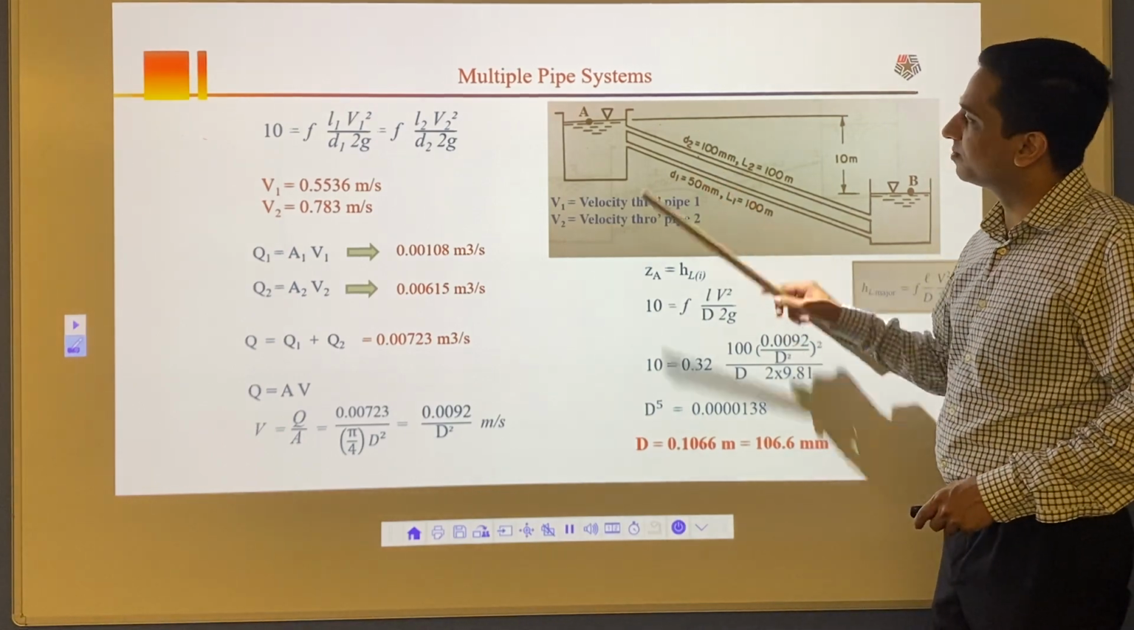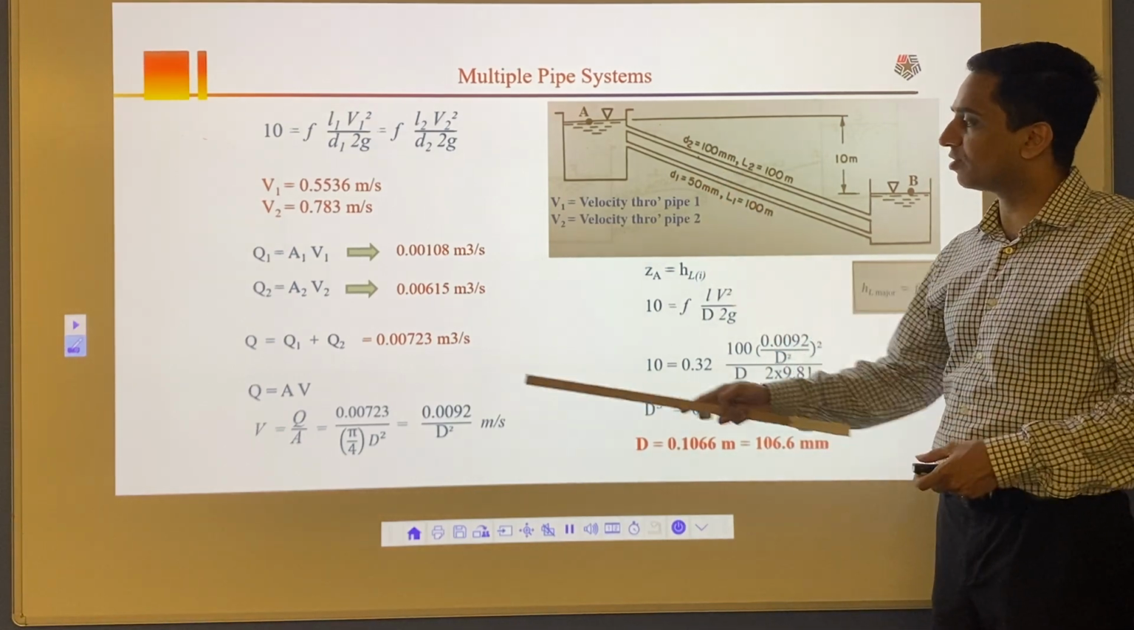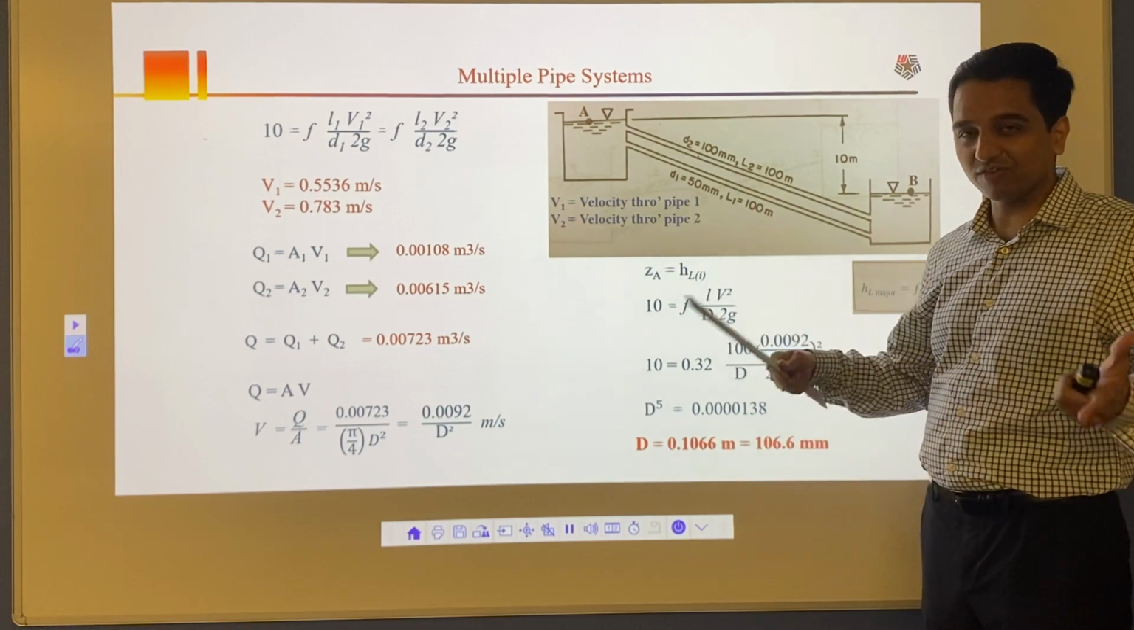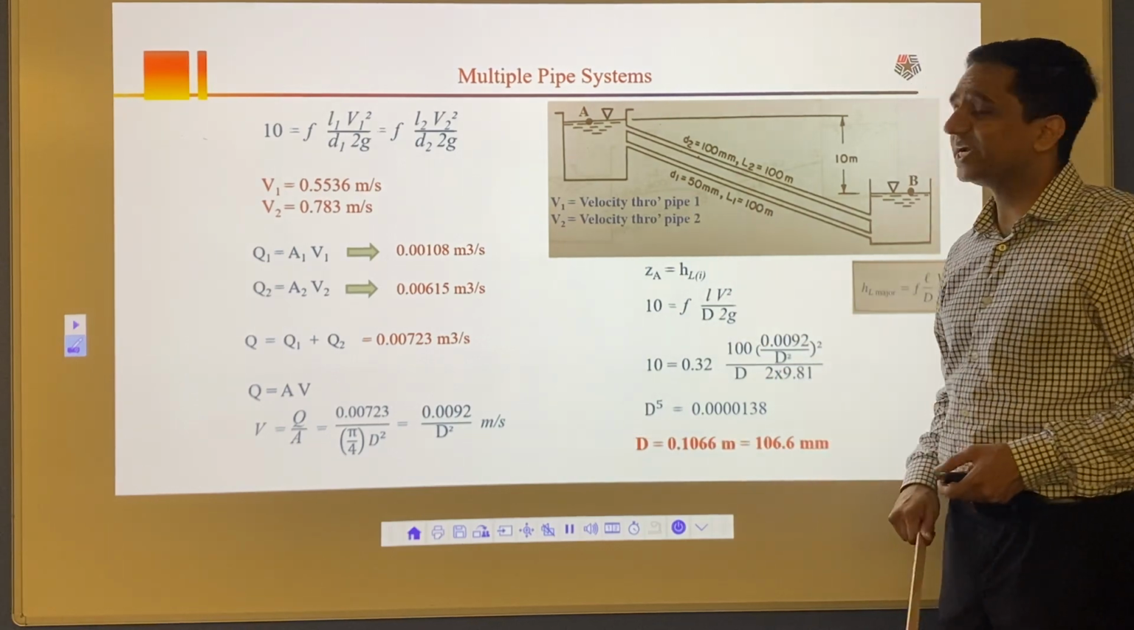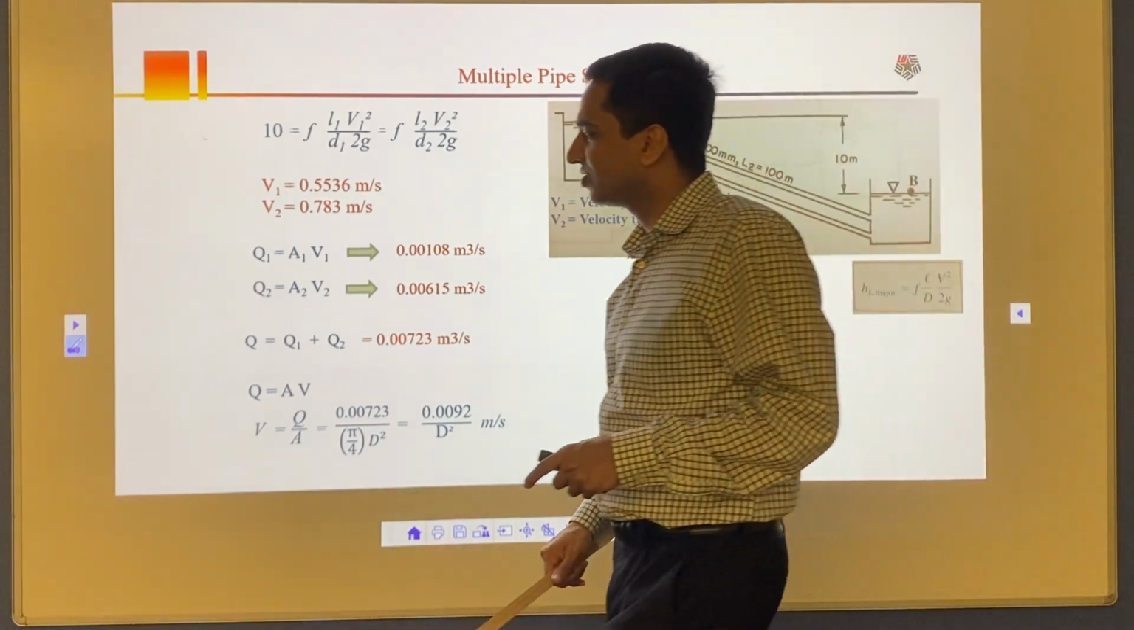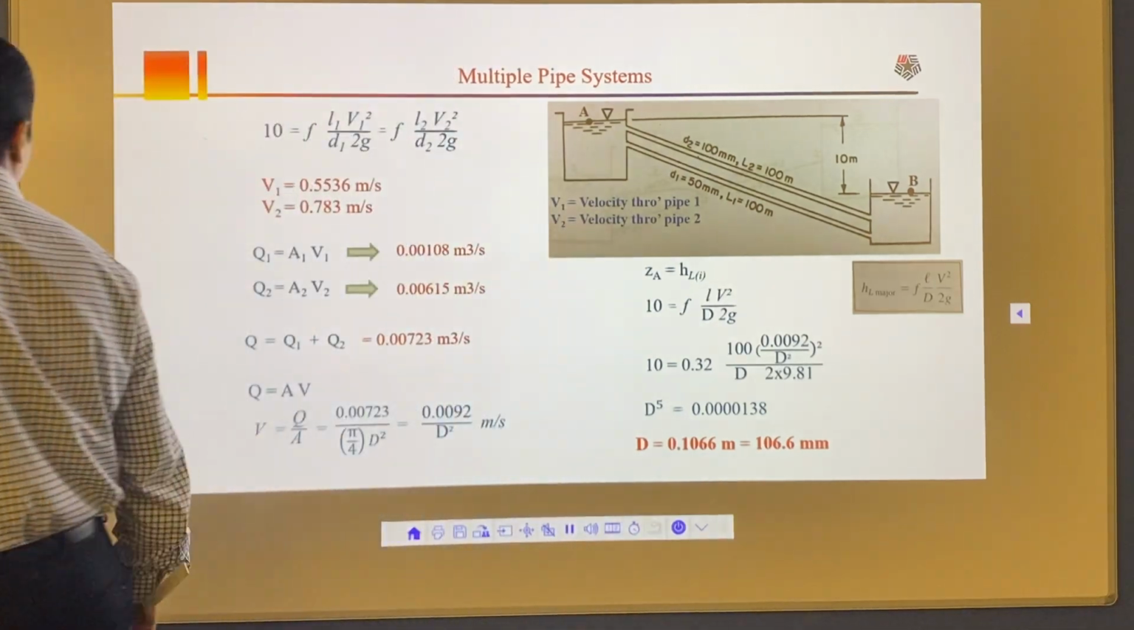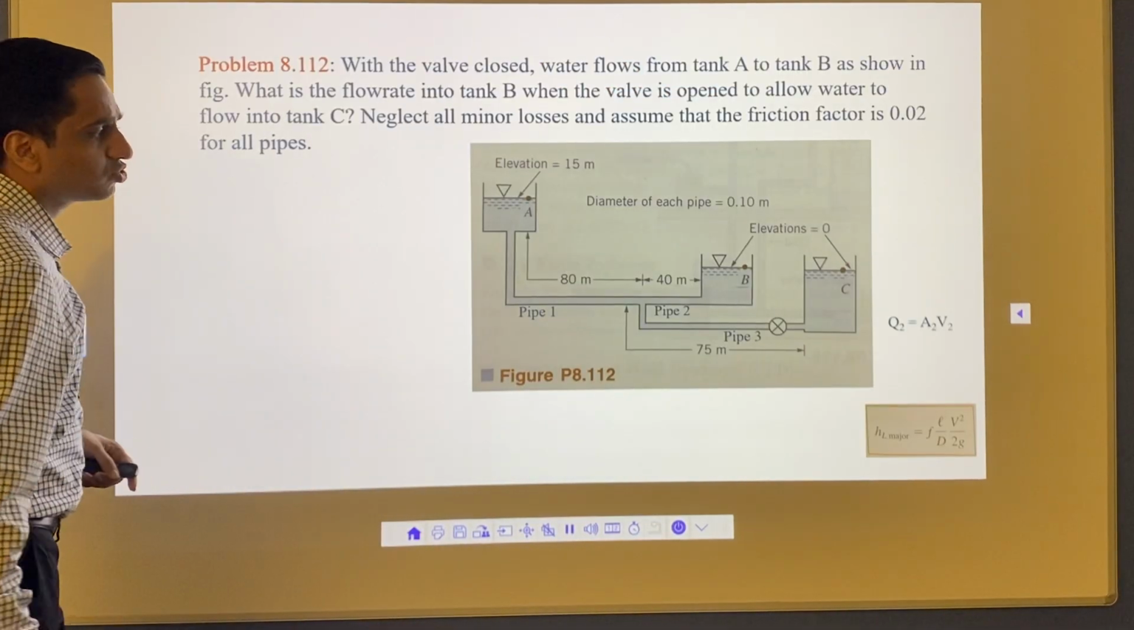So if you want to replace this pipe with one big pipe for the same flow rate, same collective flow rate, you need a diameter of 106 millimeters. So that's how you do this problem. Now let's do another problem.